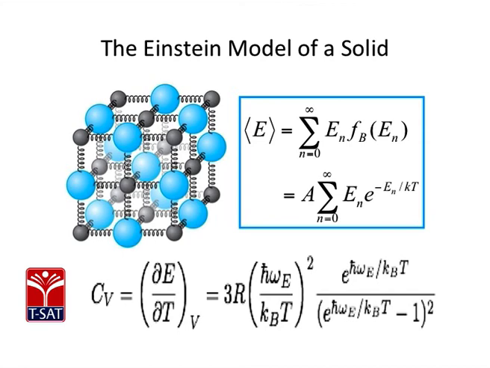Now, the average energy E that you observe in the monitor is equal to the summation over all the individual states, from n equal to 0 to infinity, of En times the probability of En. This is the frequency of vibrations.